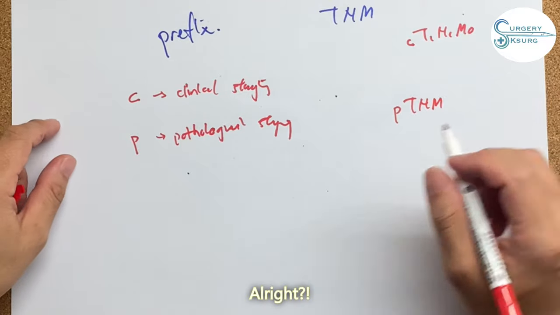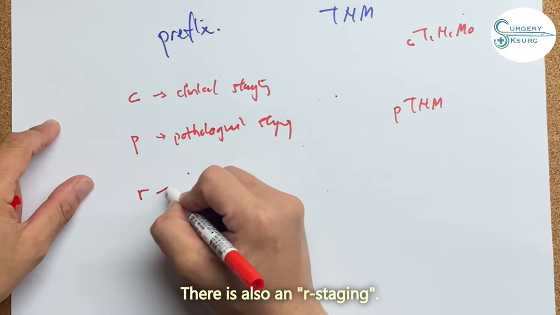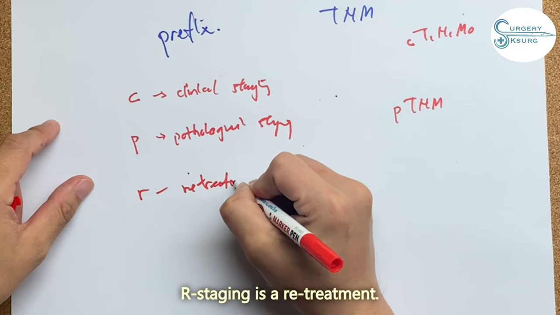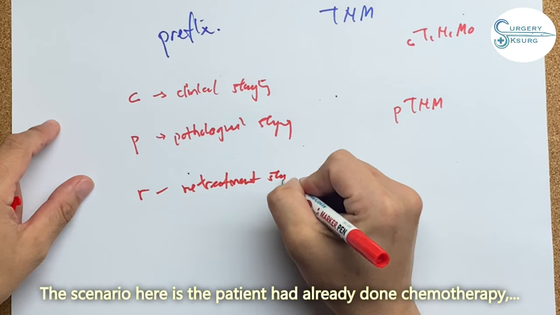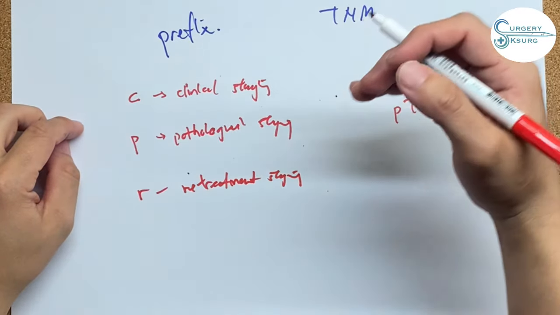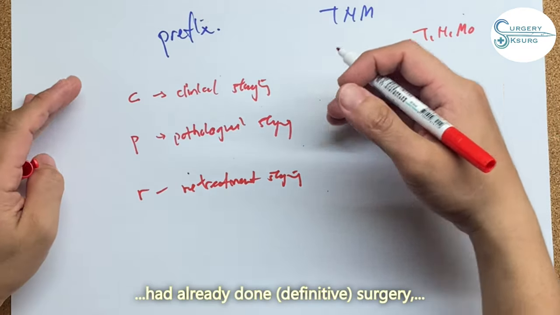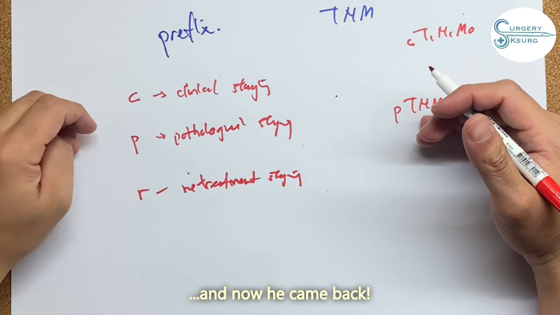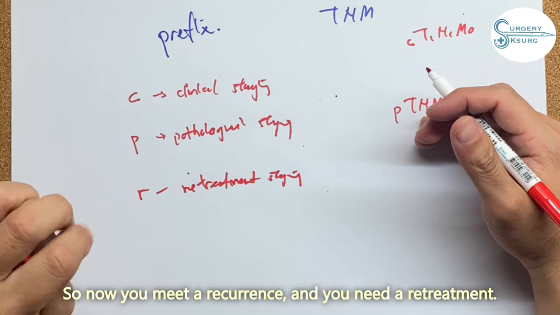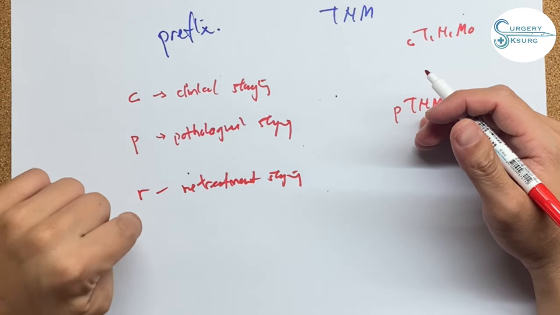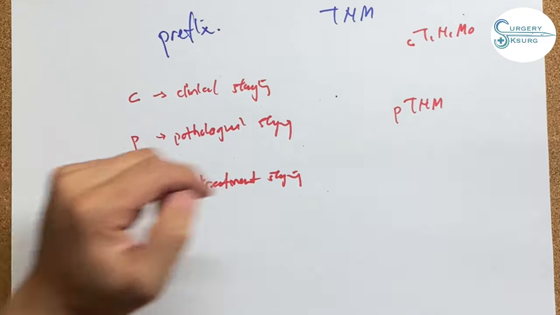Alright, there is also an R staging. R staging is for retreatment. The scenario here is the patient has already done chemotherapy, let's say, already done the surgery, and now it came back. So you have a recurrence and you need a retreatment. So you put an R in front.